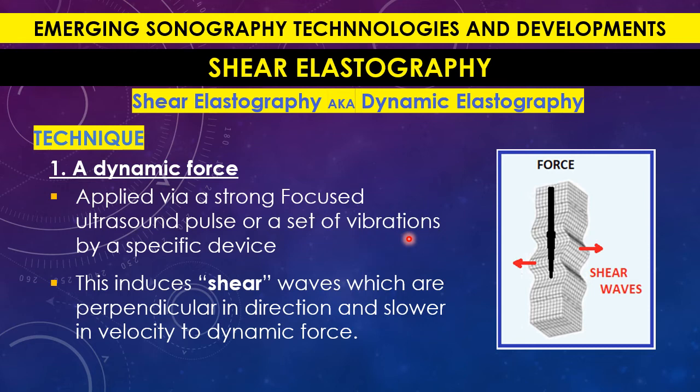Either way, I will get shear waves. Shear waves are perpendicular, and these are the ones that are detected by the ultrasound system. They are known to be slower in propagation compared to the strain waves. Strain waves are rapid and going straight. Shear waves are slow and going in a perpendicular way.